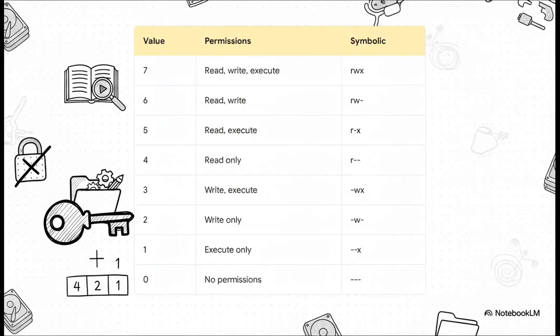And here's how it all plays out. You can see all the possible combinations right here. A 0 means 0 permissions, nothing. A 4 is just read only. A 5, well, that's 4 plus 1, so it's read and execute. And the big one, 7, that's 4 plus 2 plus 1, is the whole shebang. Read, write, and execute. Full control. Getting comfortable with these numbers, 0 through 7, is really the key.